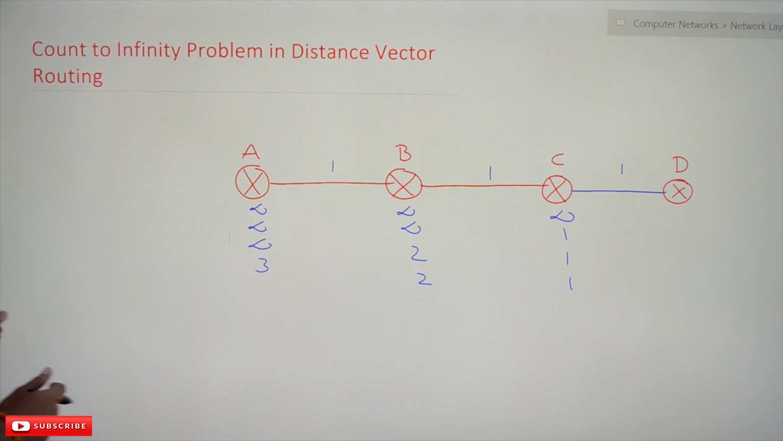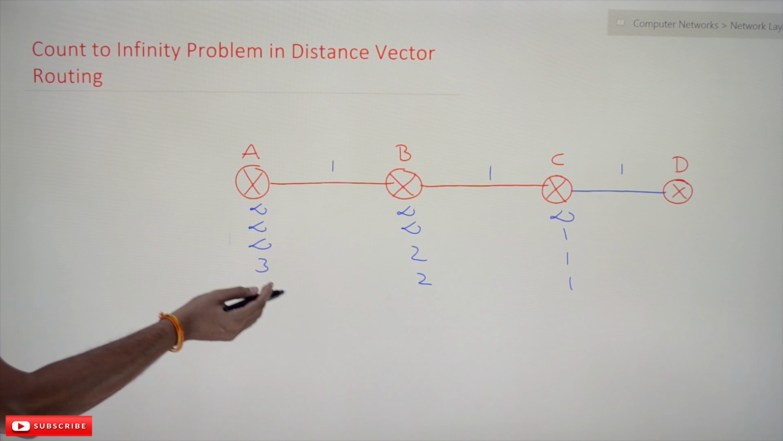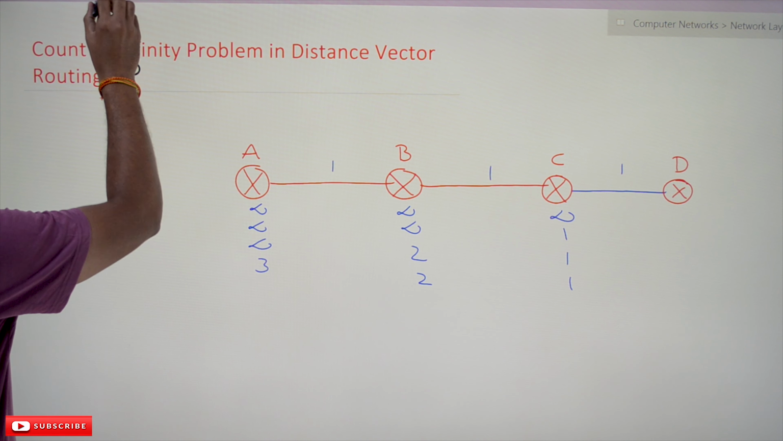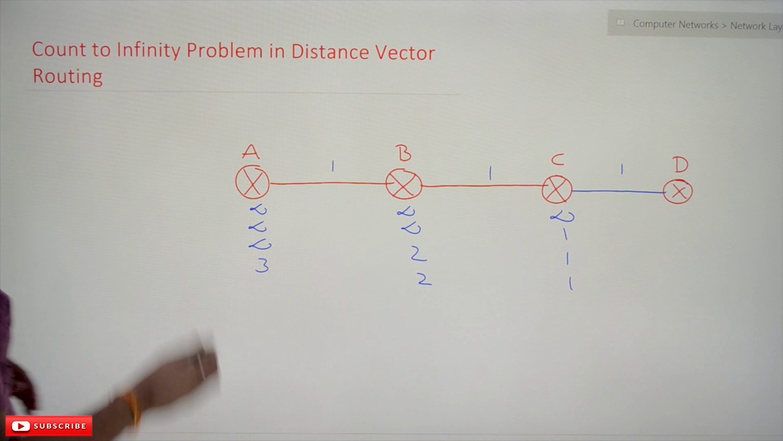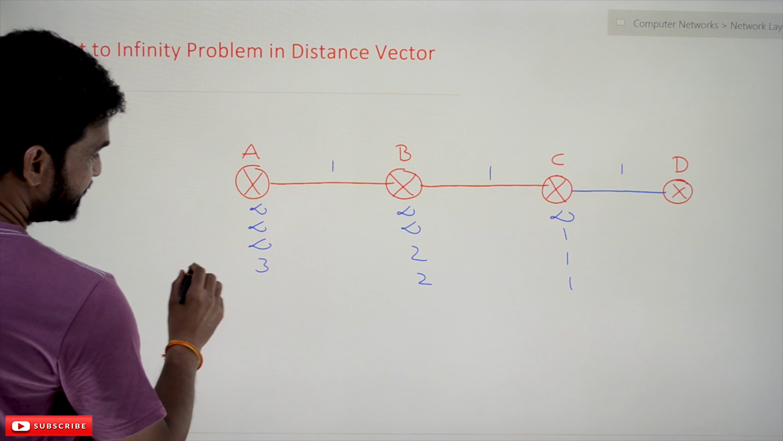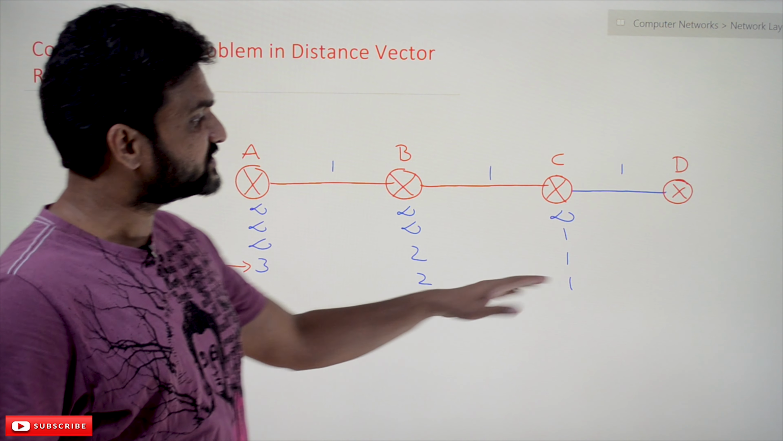Now, the count to infinity problem. This is how the routing table has been updated after D got connected. Until here there is no problem, so the system will get stabilized.